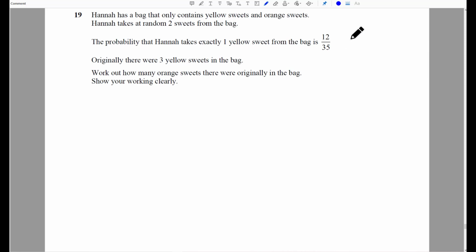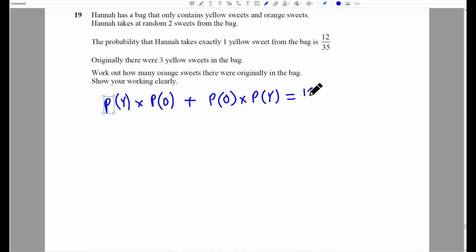So that doesn't mean, that means that, what I mean is that's P yellow times P orange plus the option P orange first times probability of yellow equals 12 out of 35 on the tree.